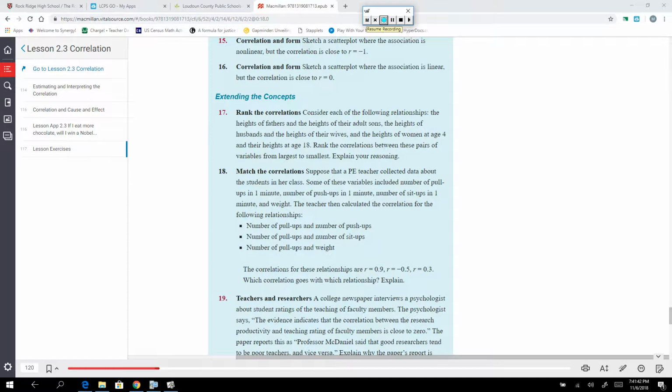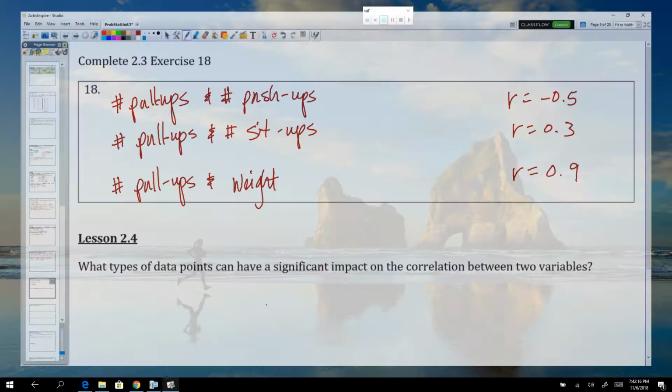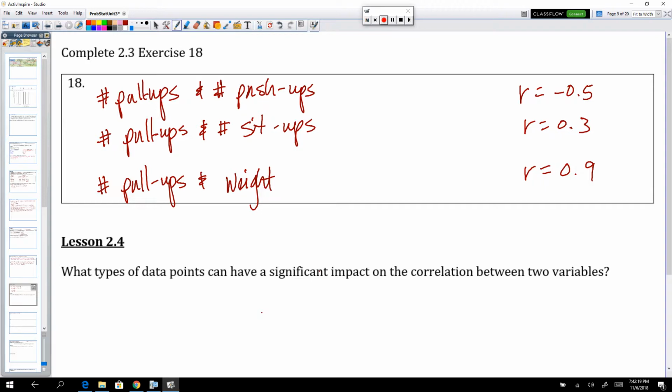Question 18 asks, if you have these different scenarios here, number of pull-ups a person can do and number of push-ups, number of pull-ups a person can do and the number of sit-ups they can do, and the number of pull-ups a person can do and their weight. 3 of these situations have had their correlations calculated. And those correlations are listed here. One of those scenarios has a correlation of 0.9, one of them has a correlation of negative 0.5, and the other has a correlation of 0.3. We need to figure out which correlation goes with which relationship. So I've set that up here. We've got to figure out what goes with what.